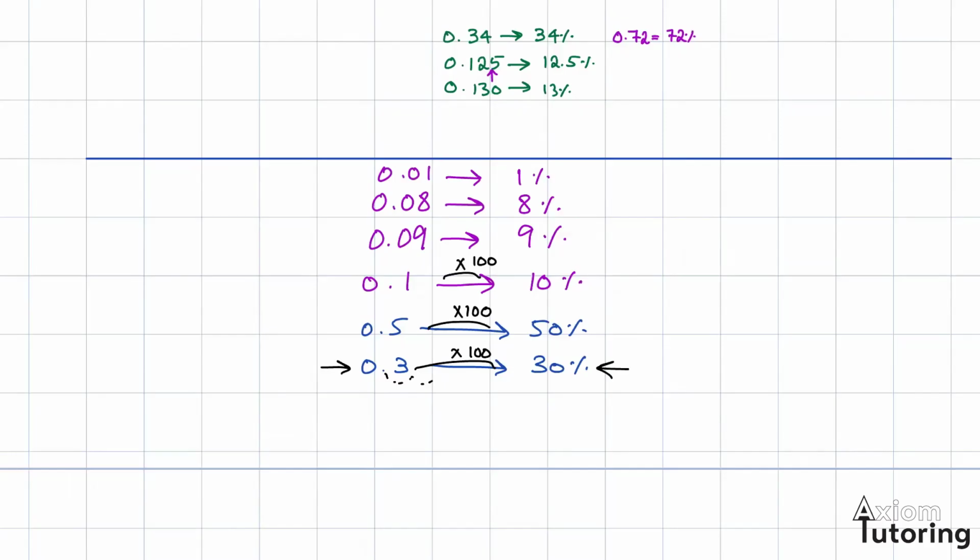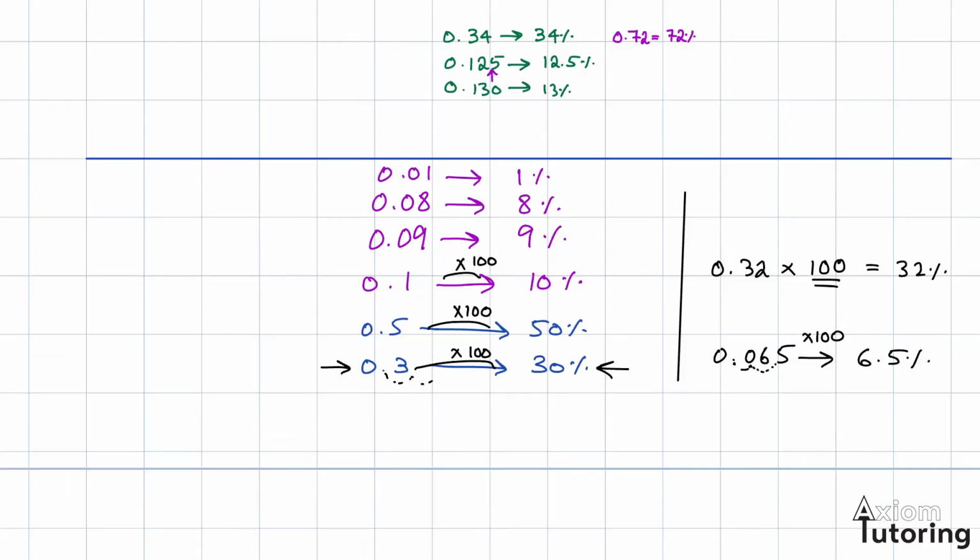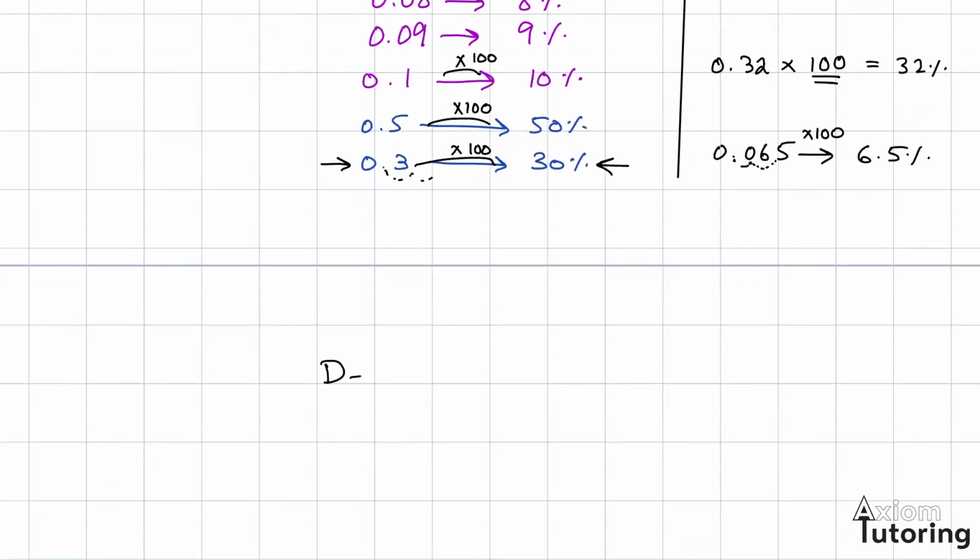So to turn a decimal into a percentage, like 0.32 into a percentage, we times it by 100. So 0.32 is 32%. 0.065, what is that as a percentage? Well, let's just multiply it by 100. Move the decimal point once, twice. 6.5%.